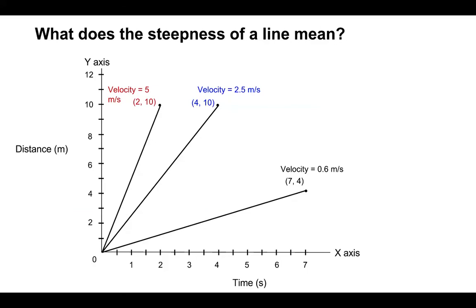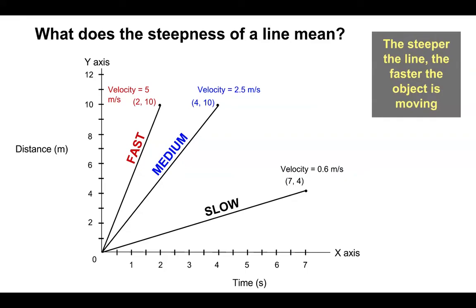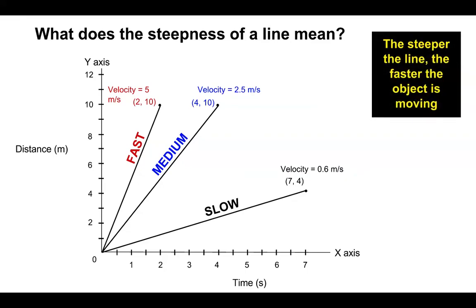Okay, so what does the steepness of the line mean? So we're referring to the angle. As the angle of that line increases, often referred to mathematically as the slope. So 0.6 compared to 2.5 compared to 5, this is the slowest. That's the middle velocity, 2.5. There's the fastest. All this shows you, the only other thing that I want you to realize is the steeper the line, the faster the object is moving.